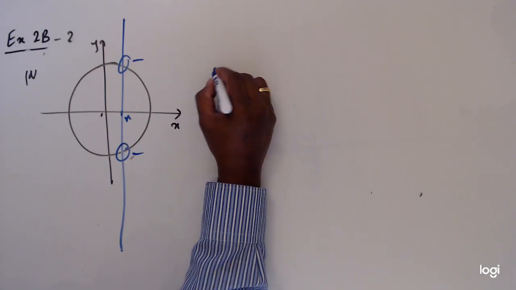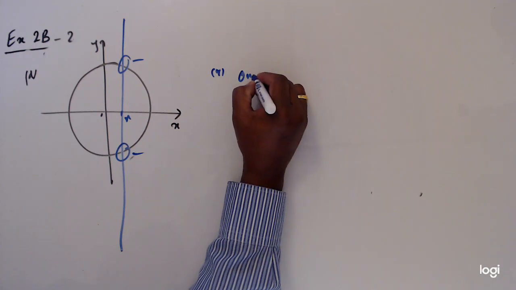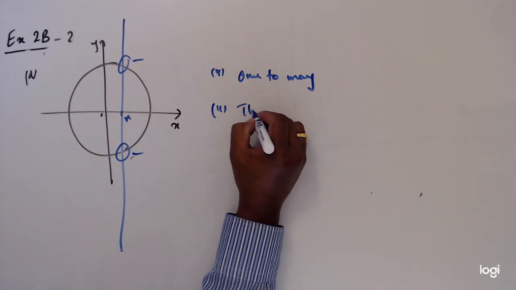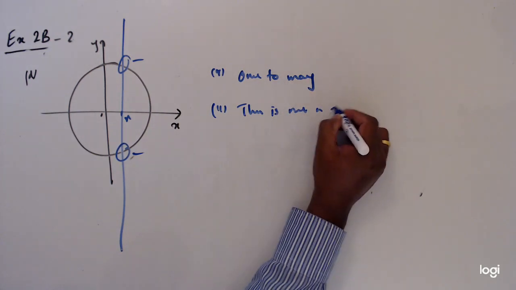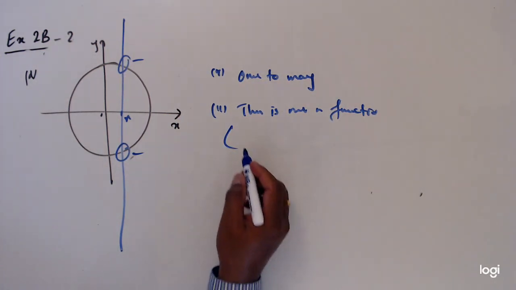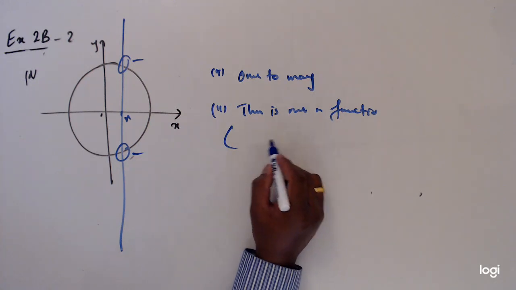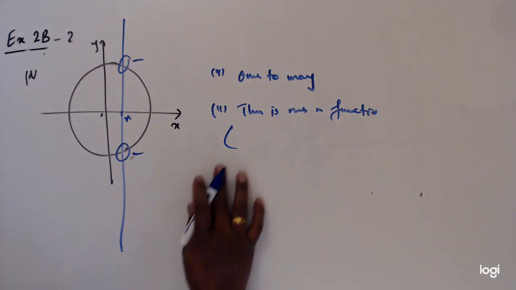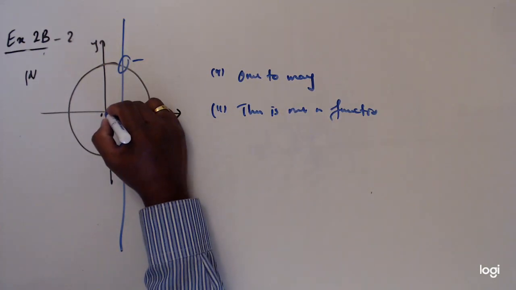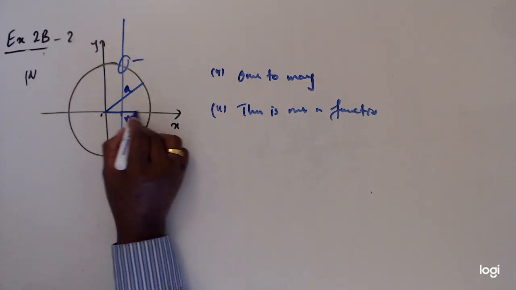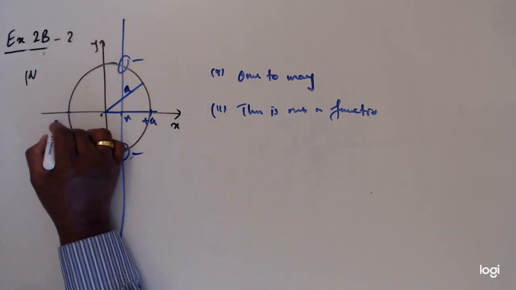So this is 1-to-many. So the answer is, this is not a function. The reason: one element of x is mapped to two elements of y for some x values. Or you can express this differently. Assume the radius is a, then according to here, this is positive a, this is negative a.